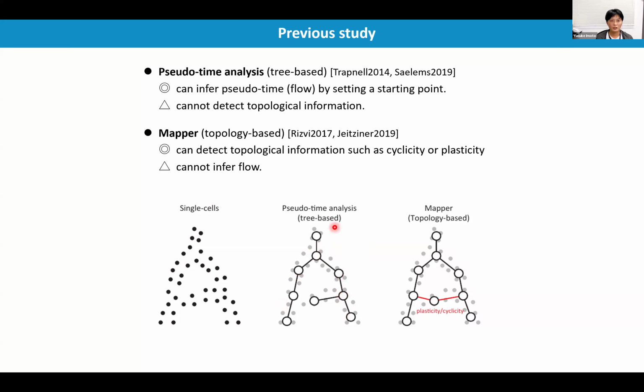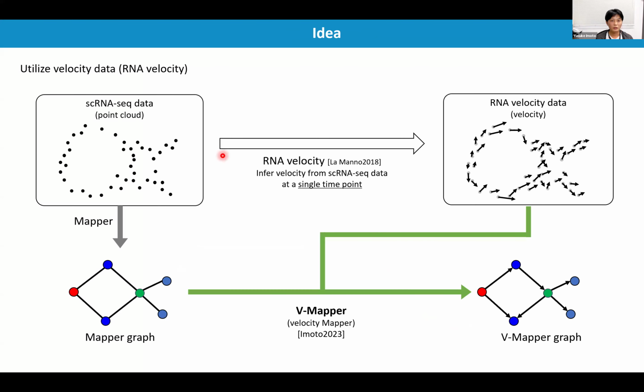Another is Mapper, which is a topology-based method that can detect topological information like plasticity and cyclicity of cell differentiation, but it cannot infer the flow. To resolve this trade-off, we utilize velocity information.